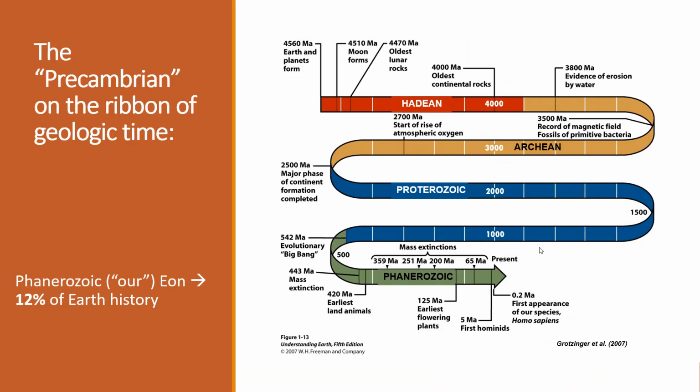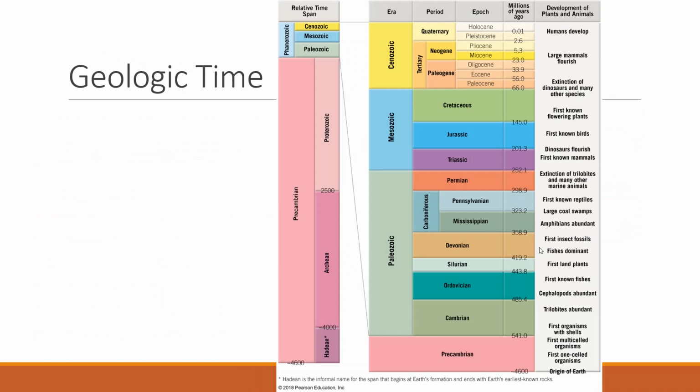So here's another way of looking at Precambrian. This is looking at it now on a ribbon. So here we have some of the big things. We have the Precambrian, and then we have what's called the Phanerozoic, which is our eon. It's 12% of Earth's history, the most recent 12%. Phanerozoic means visible life. So if I go back to here, Phanerozoic would be an eon, and then Proterozoic, Archean, and Hadean are also eons, and then Precambrian would be a super eon.